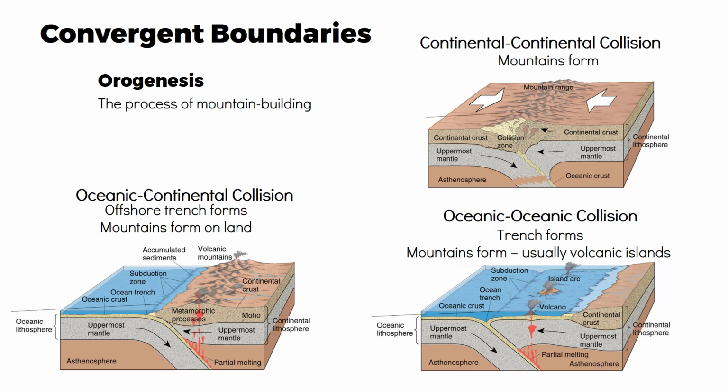Orogenesis is the process of mountain building, which happens at convergent boundaries. When two continental plates collide, the upper plate is folded, and some of the lower plate is scrunched up as well. When an ocean plate subducts underneath a continental plate, or another ocean plate, a trench is formed, and volcanic mountains are formed.